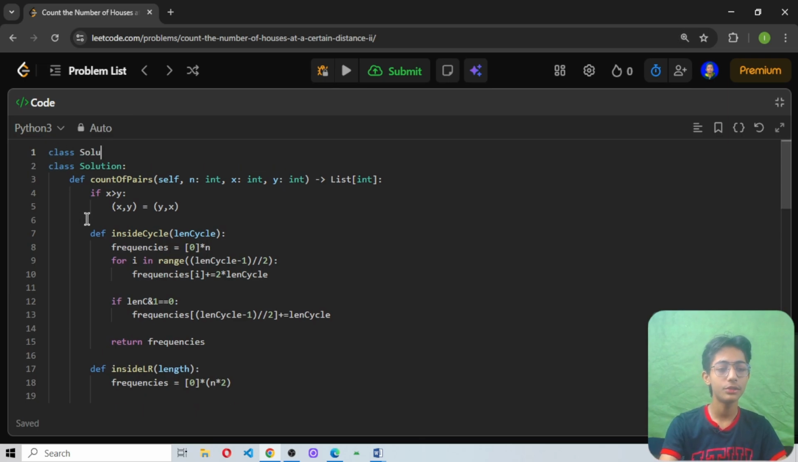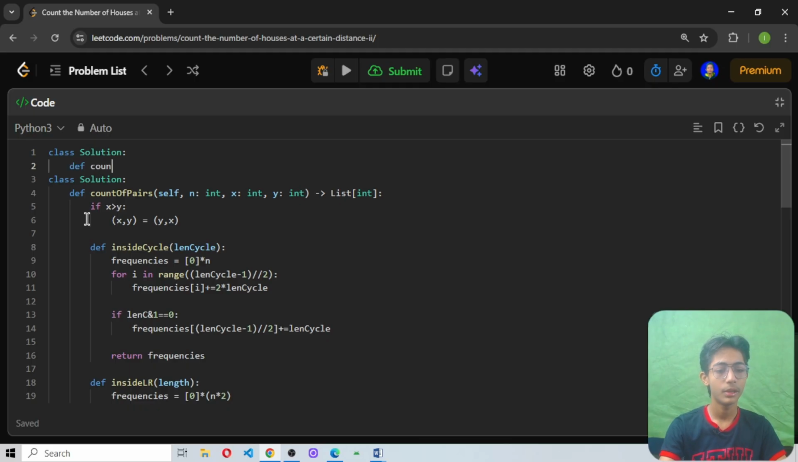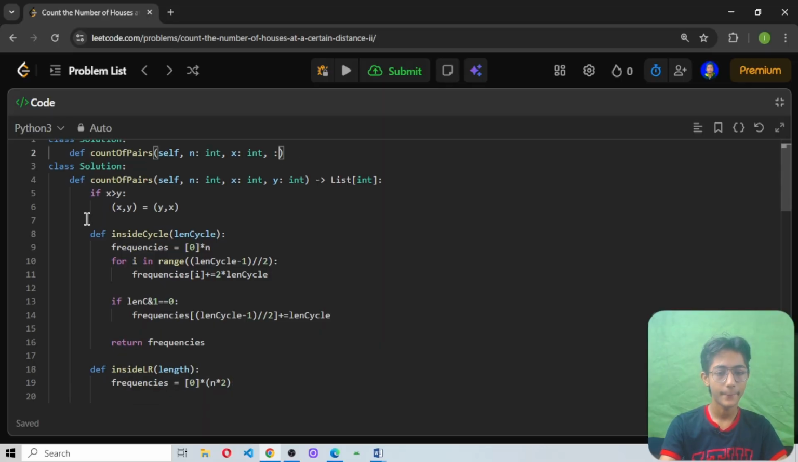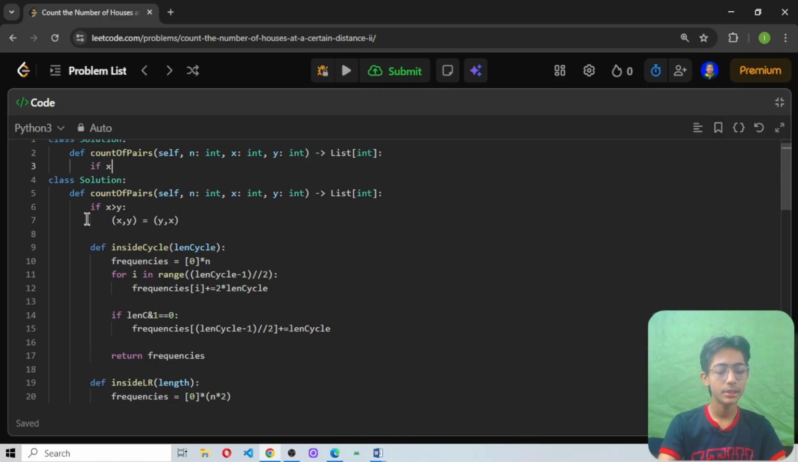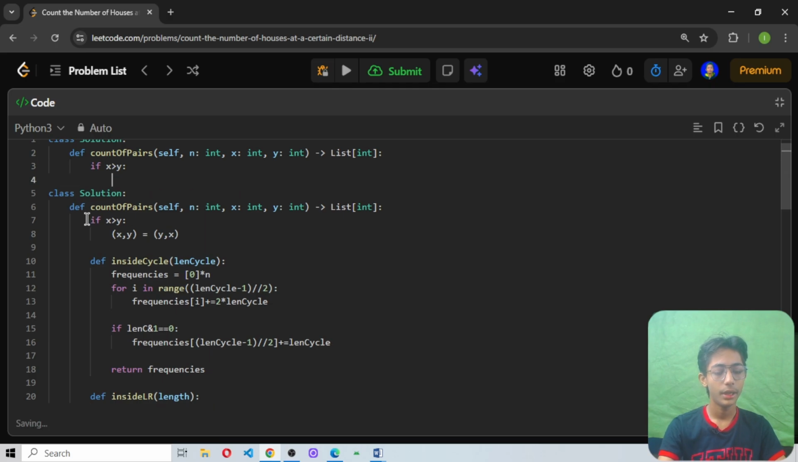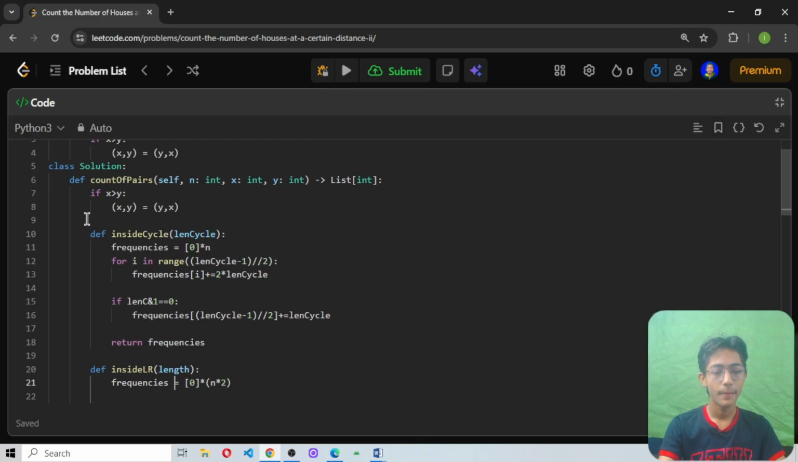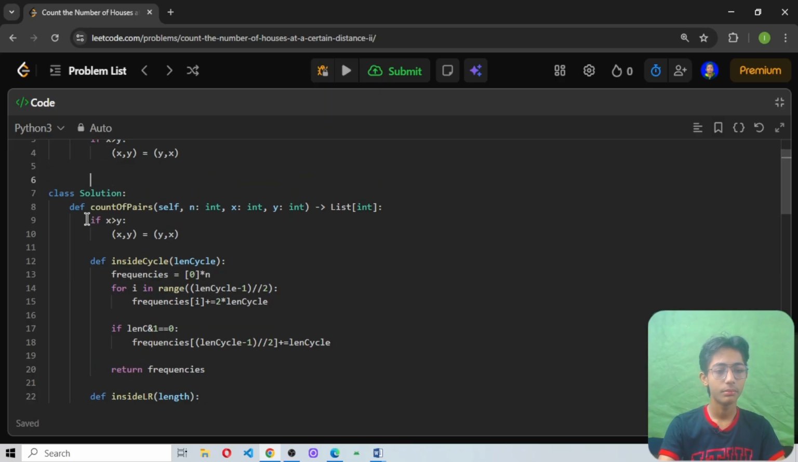So first of all, we define class Solution. Def countOfPairs, where n is an int, x is also an int, and y is also an int. Then we define the return type as a list of int. Now we define if x is greater than y, then we swap x, y to y, x.